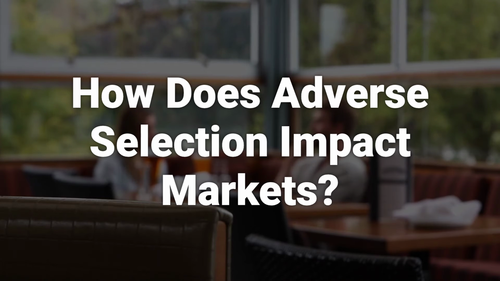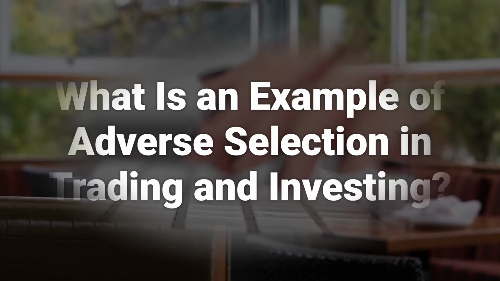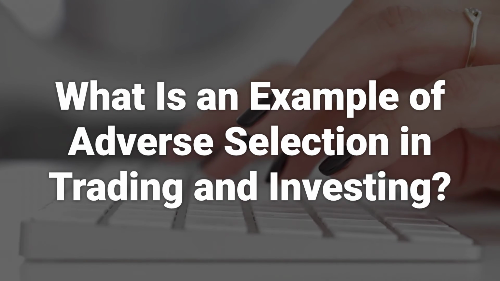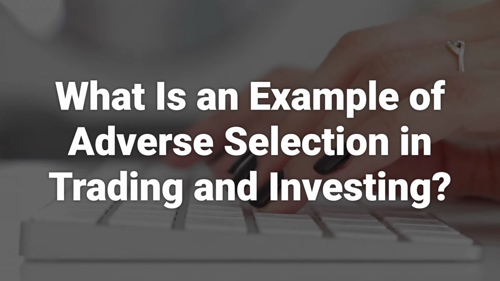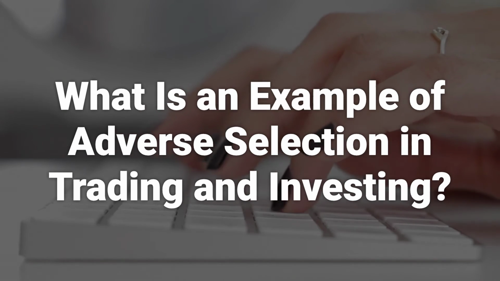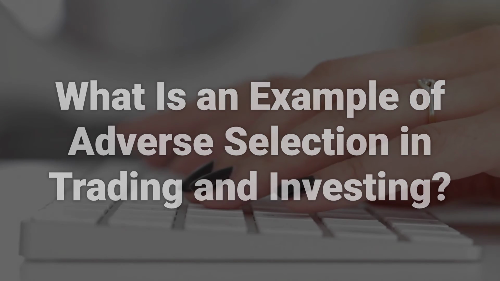Adverse selection impacts markets by creating inefficiencies due to information asymmetries, which can increase prices and prevent transactions from occurring. In stock markets, there are natural information asymmetries, where companies know more about their internal finances and earnings than the general public does. This can lead to cases of adverse selection.